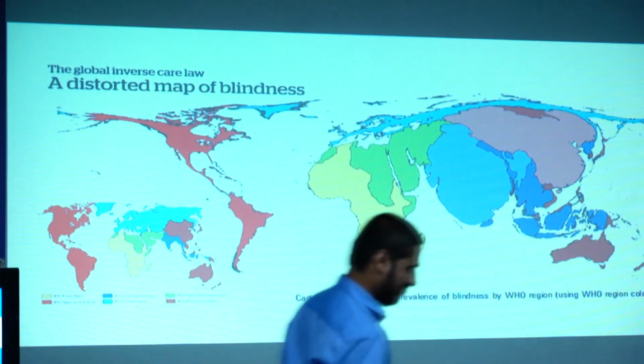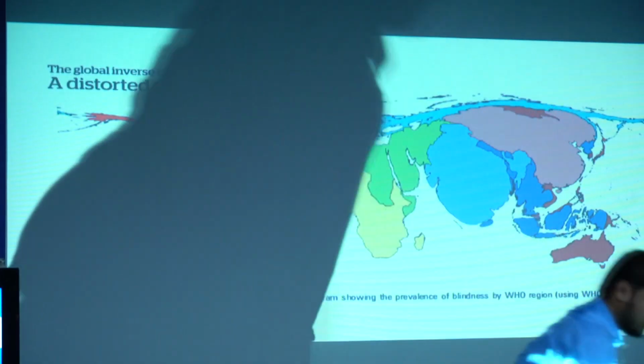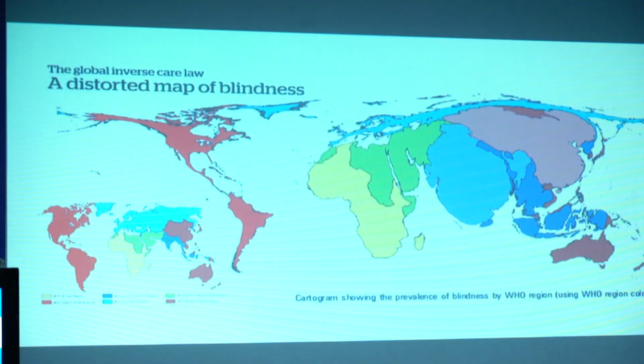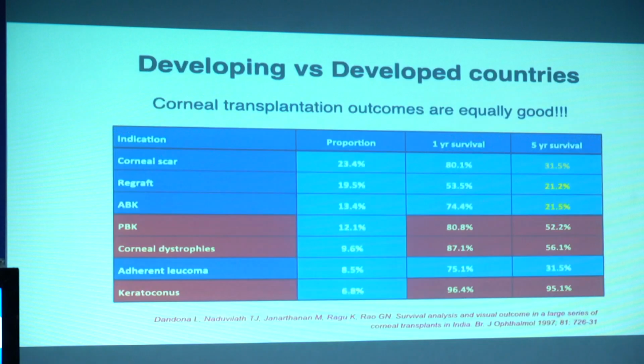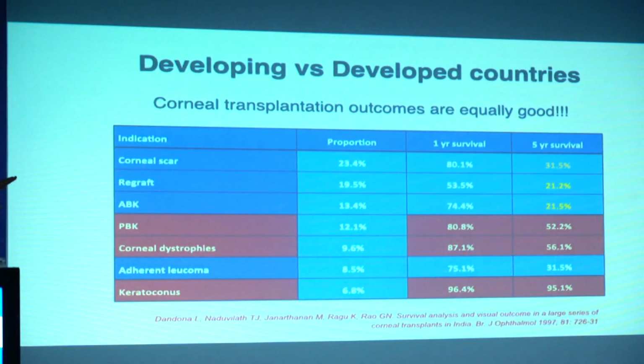And in fact, the burden of blindness is much more in countries that are developing as compared to developed countries. And the commonest reasons for corneal transplants in India, at least, have very good outcomes for diseases that have good outcomes following corneal transplants in the West, like PBK, corneal dystrophies, and keratoconus, where you have 1-year survivals in the 80s and the 90s.